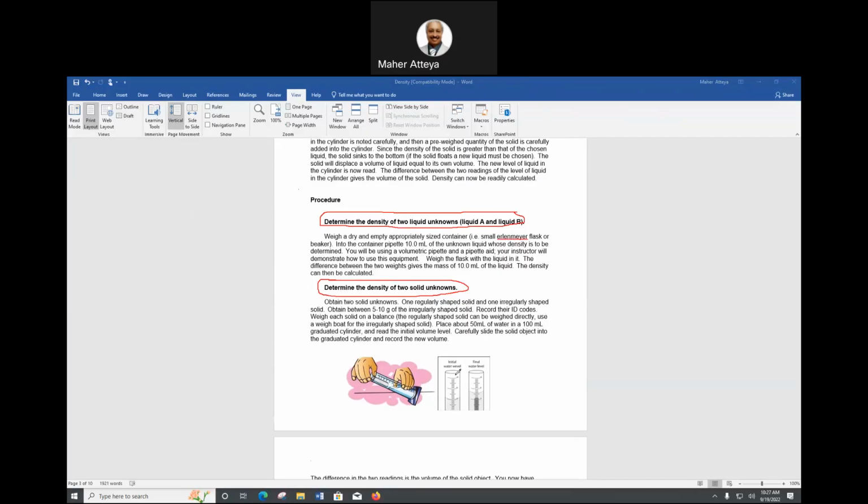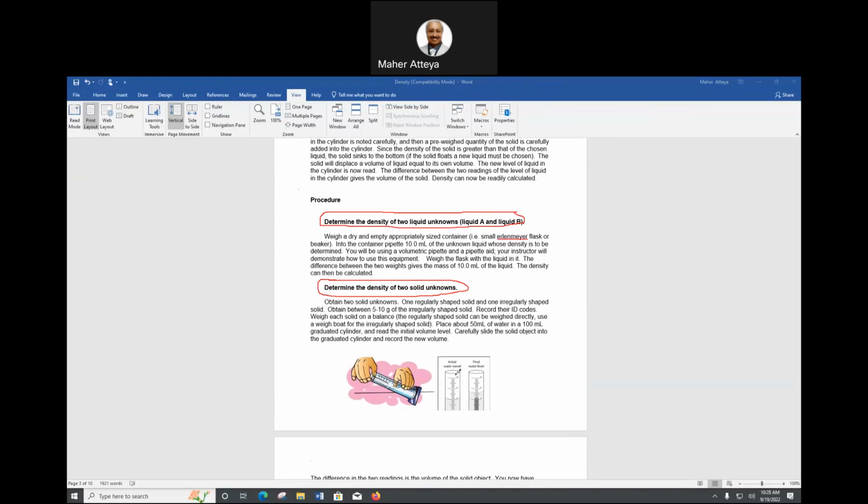I weigh it with the balance. I come here, 35 mL. I tilt the graduated cylinder 45 degrees, and then I insert the solid slowly, so I avoid any splashing of the water out. Slowly, then straighten up the graduated cylinder. You will see that the solid's insertion makes the water level go up. So from the initial 35, it might go up a few milliliters, maybe 40 mL.